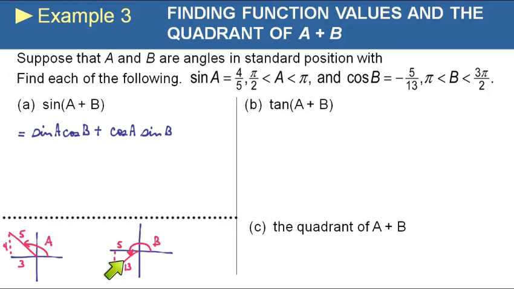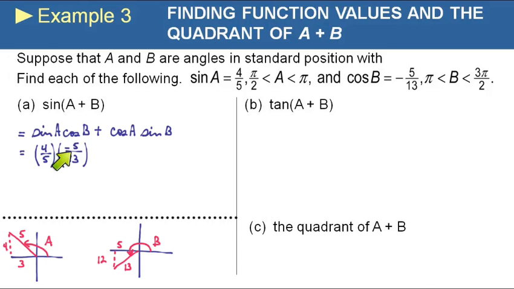For angle B, we know angle B is in quadrant 3. We know that horizontal and hypotenuse are 5 and 13. So you can use the Pythagorean theorem to say the square root of 13 squared minus 5 squared, and that would be the square root of 144, which would be 12. So the missing side is 12. That's going to allow us to find sine of B. So let's just fill in here what we know. Sine of A is equal to 4/5.